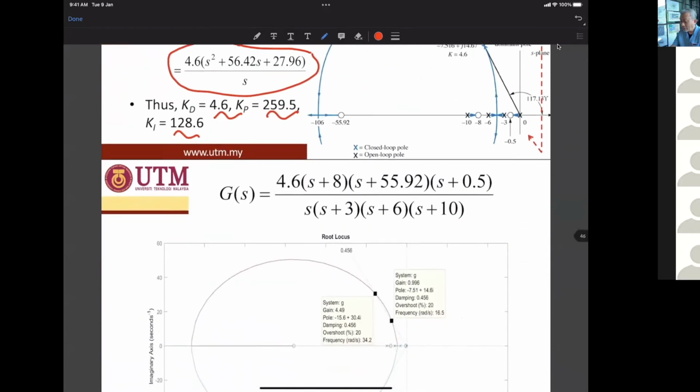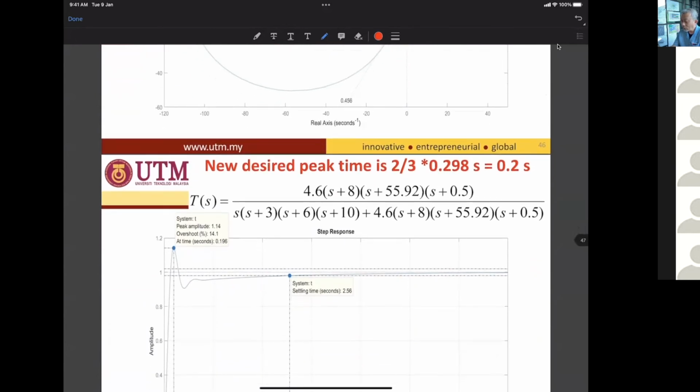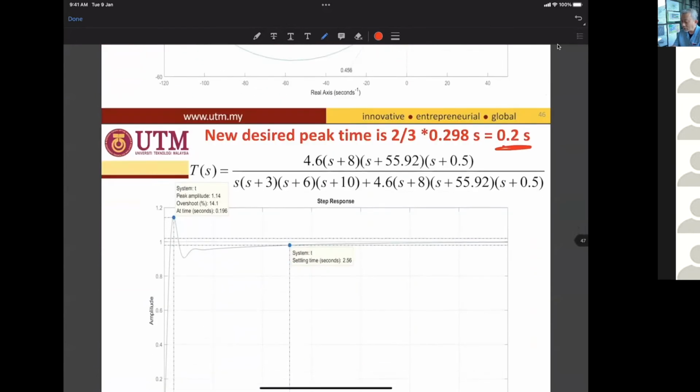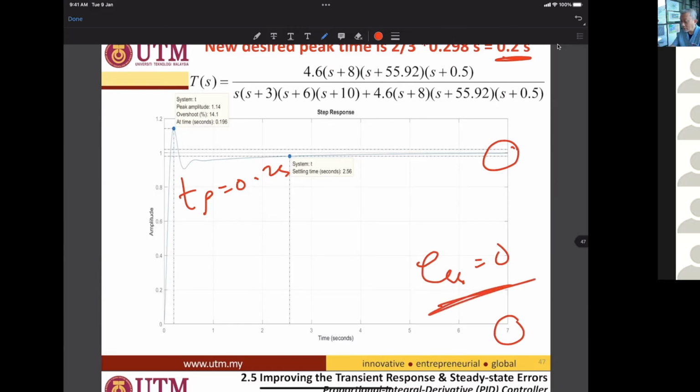Okay. And the new one will get 0.2 seconds with zero steady state error. So this is a new 0.2 seconds, and the error has been reduced after 7 seconds. So kita dapat steady state error dia 0. Tidak sampai 10 minit atau tidak sampai 60 saat, sekejap saja dah dapat steady state error 0.